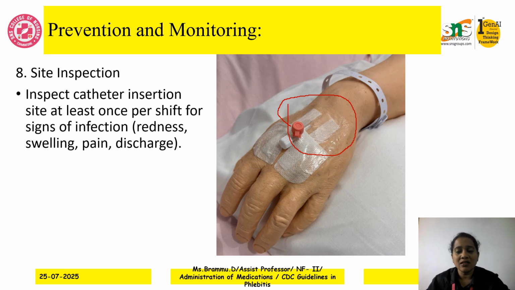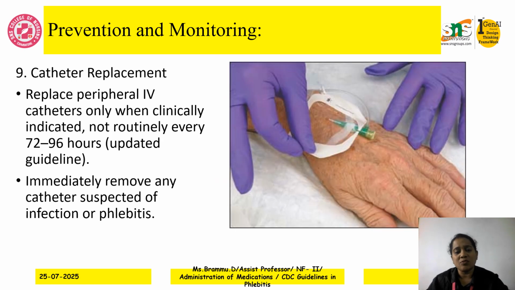So check the site regularly on a shift basis. Catheter placement will play a major role in maintenance and monitoring of phlebitis. As per the hospital policy, the catheter line is changed every 72 hours, or if there is no chance of phlebitis, at least after 96 hours we have to change the IV line. And immediately after removal of the catheter, inspect for phlebitis and, according to the grade, start the management.